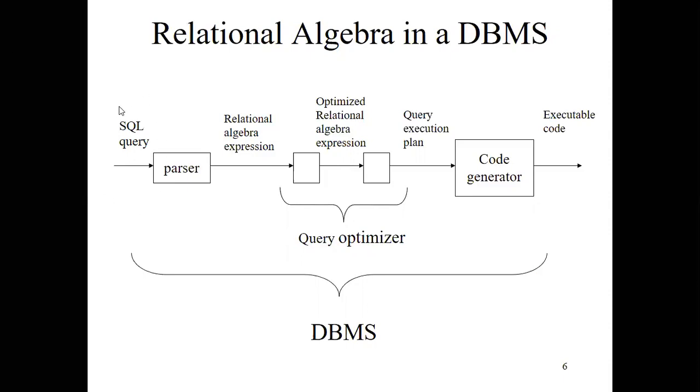So what is the role of relational algebra in the DBMS? That is depicted in this diagram. First we give the SQL query as the input to the parser. What is a parser? A parser can be a compiler or interpreter, either of which accepts the SQL query. So we pass the SQL query as input, and you can see that the parser generates the relational algebra expression. That's the reason we call relational algebra an intermediate query language.